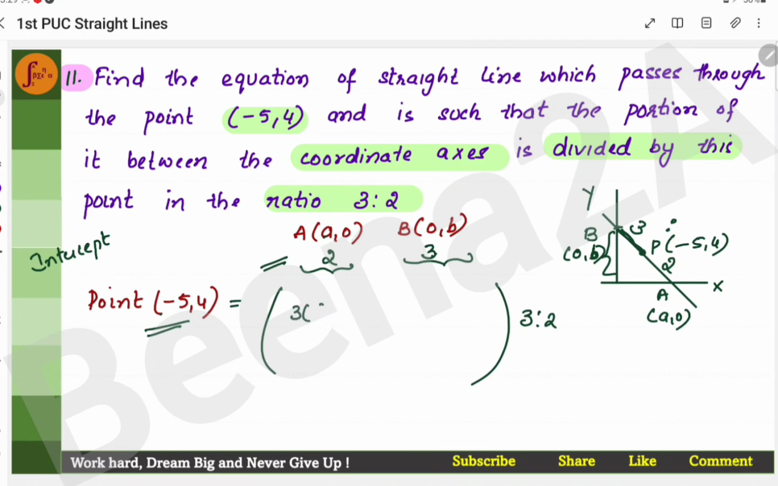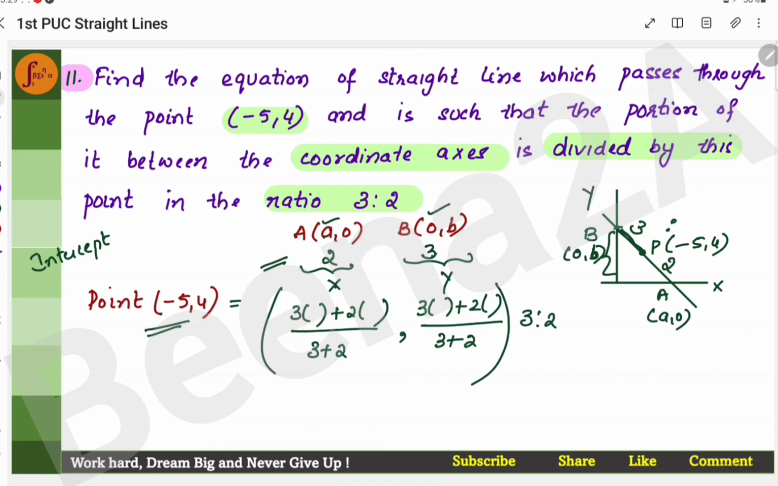3 something plus 2 something. Add up the ratio 3 plus 2. Again here 3 something plus 2 something by 3 plus 2. Now you find out what should come here. This is x coordinate, this is y coordinate. So x means you should have x values only. What are the x values here? 0 and a.